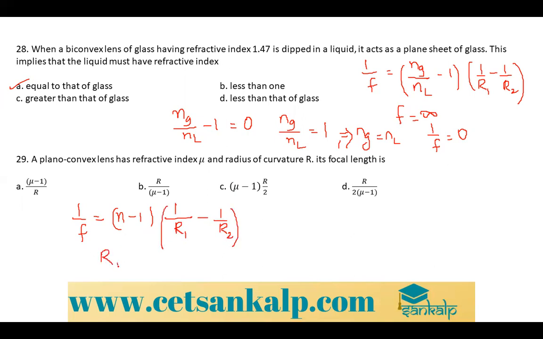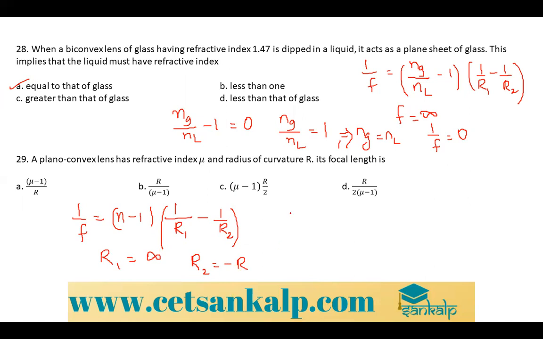Okay, so r1 is equal to infinity. So ಇದು ಯಾವುದಕ್ಕೆ? ಫಾರ್ ಪ್ಲೇನ್ ಸರ್ಫೇಸ್. ಸೊ r2 is equal to ಕಾನ್ವೆಕ್ಸ್ ಆಗಿರೋದ್ರಿಂದ ಮೈನಸ್ r ಆಗುತ್ತೆ. ಸೆಕೆಂಡ್ ಪಾರ್ಟ್.